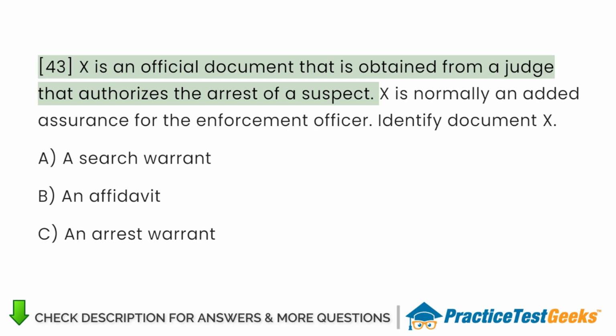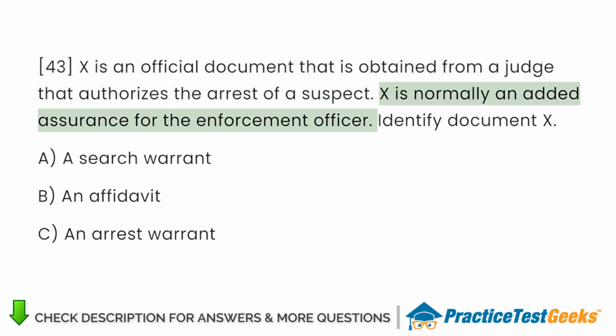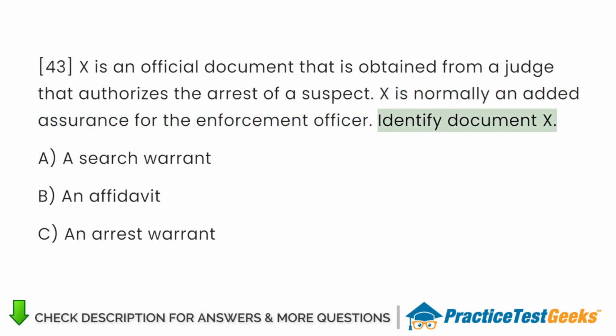X is an official document that is obtained from a judge that authorizes the arrest of a suspect. X is normally an added assurance for the enforcement officer. Identify document X. A. A search warrant. B. An affidavit. C. An arrest warrant.